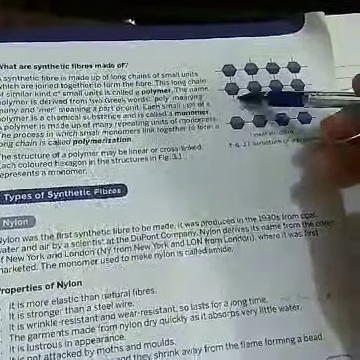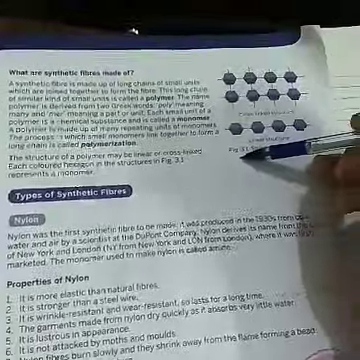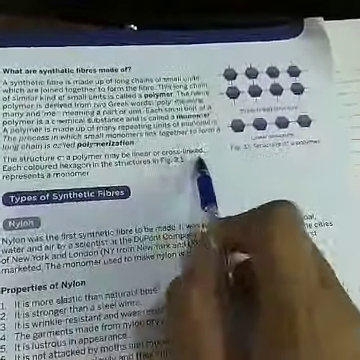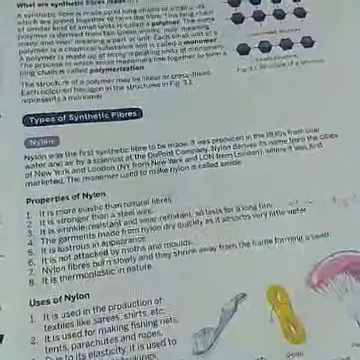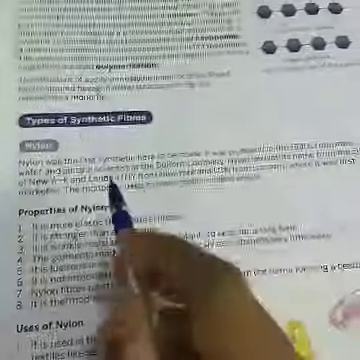This can be attached on the top and bottom. Okay. The structure of a polymer may be linear or cross-linked. They are in the hexagon shape. Okay. Now, types of synthetic fibers. What are the types of synthetic fibers?